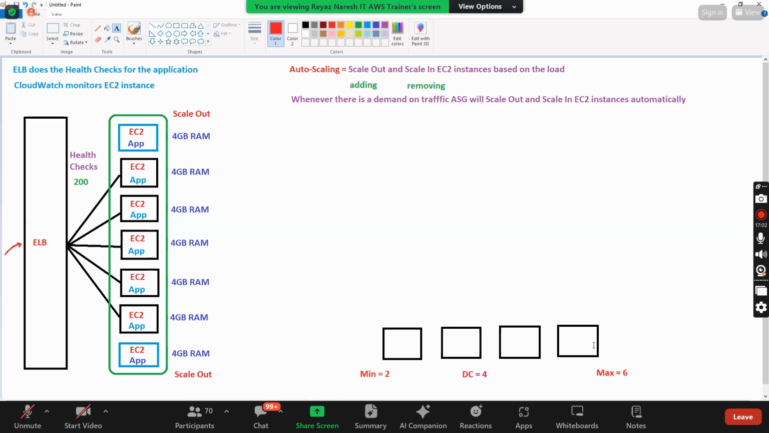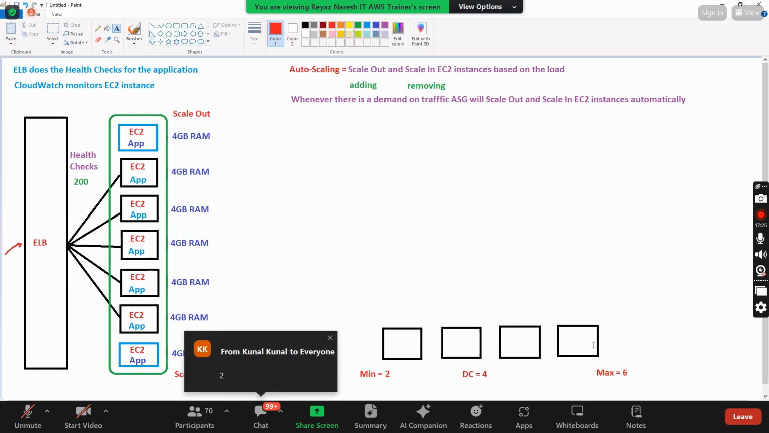In your group, scale out will happen. There should be some boundary, that is the maximum. Whenever scale out is happening, how many maximum? 6. When there is no demand, scale in will happen automatically. Minimum 2. Can it go less than 2? Can it go greater than 6? Minimum and maximum are boundaries. Desired capacity means how many machines you wish to launch initially.